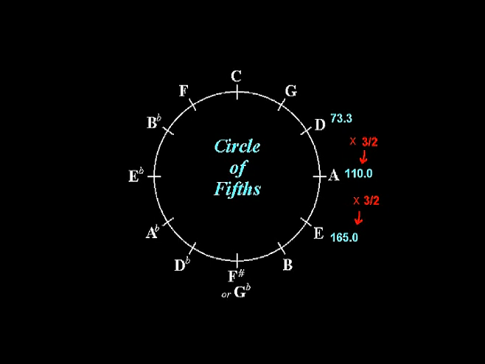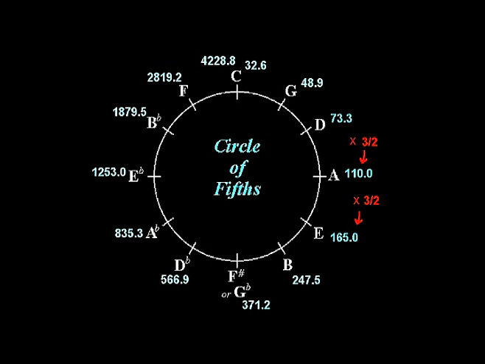Now, as we saw, each fifth is related mathematically. So you take the example of A 110, say, multiply that by 3, divide it by 2. Anytime you divide or multiply by 2, it's just an octave. So you can create this circle of fifths by multiplying by 3 halves all the way around.